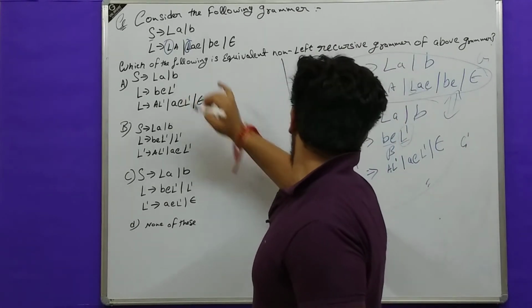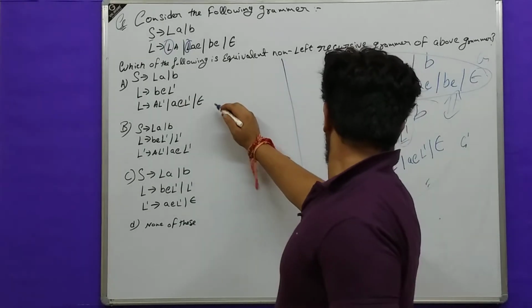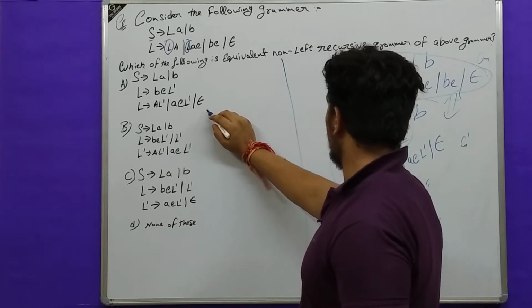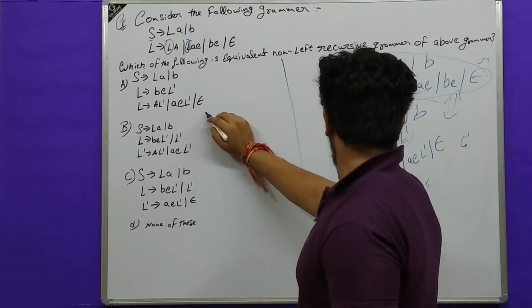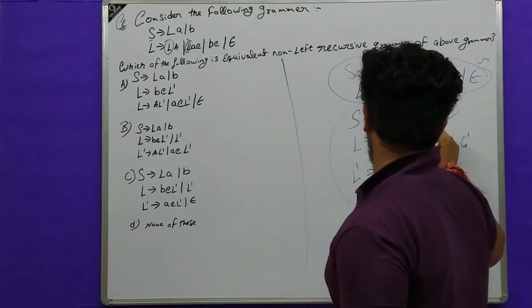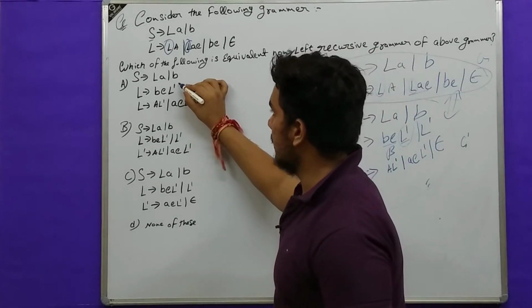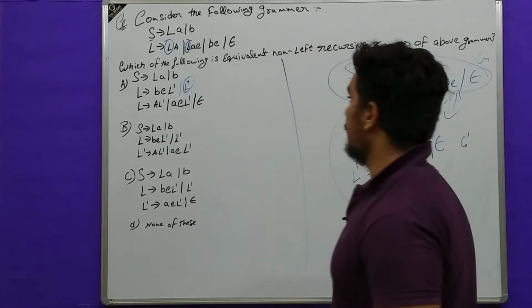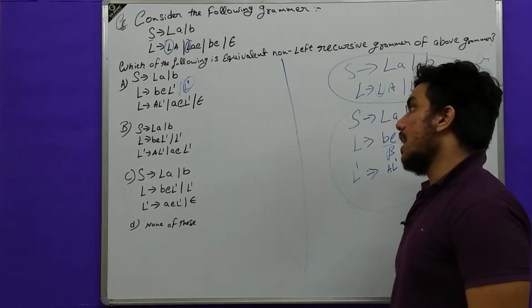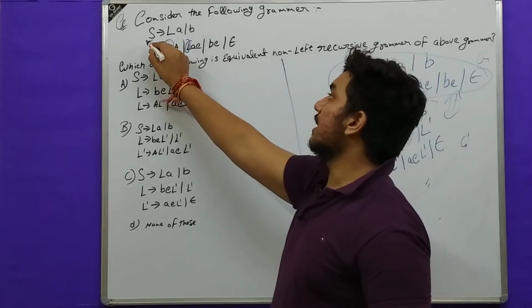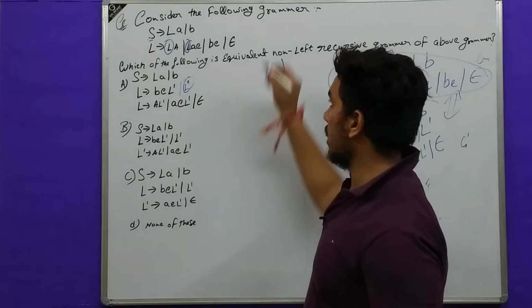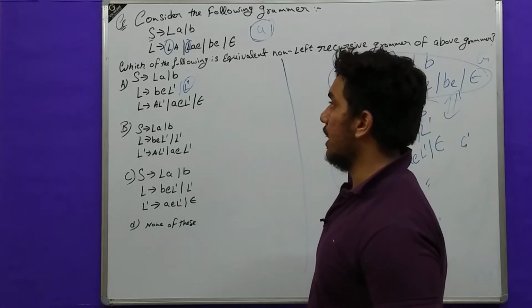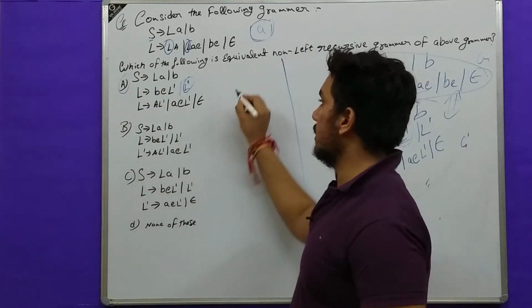Compare with option A. It looks like correct, but here there is a fault because L dash is missing. Because if you want to create a null string which can be created by the original grammar, or create an individual A string, it cannot be created by option A. So we can say that option A is wrong.